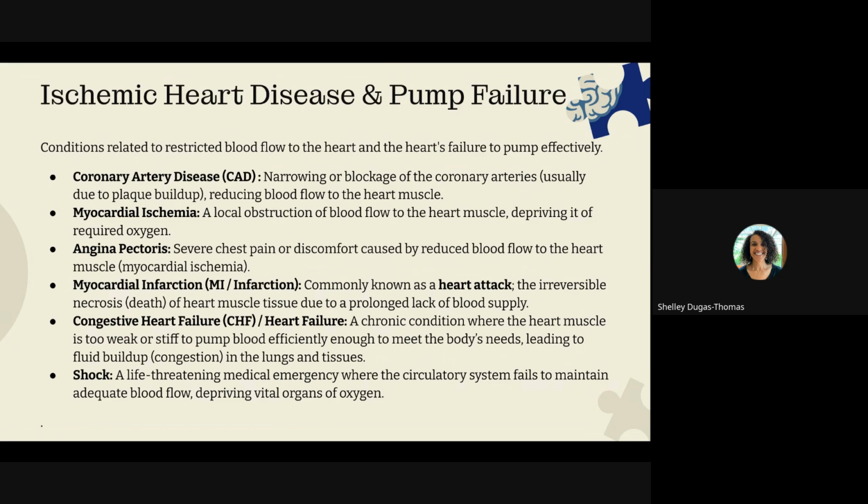When a coronary artery is narrowed due to coronary artery disease, it causes myocardial ischemia. Myo meaning muscle, cardio meaning heart, and ischemia means a deficiency of blood supply. This causes a suffocating chest pain called angina pectoris. If the blood supply is cut off completely, the tissue dies. This is a myocardial infarction, commonly known as a heart attack. Infarction literally means tissue death due to lack of oxygen.